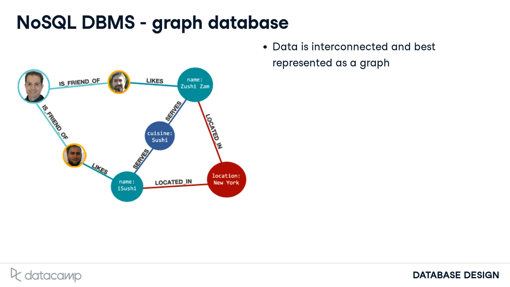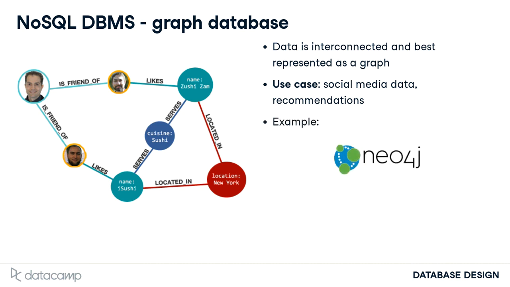With graph databases, the data is interconnected and best represented as a graph. This method is capable of lots of complexity. Graph databases are used by most social networks and pretty much any website that recommends anything based on your behavior. An example of a graph DBMS is Neo4j.